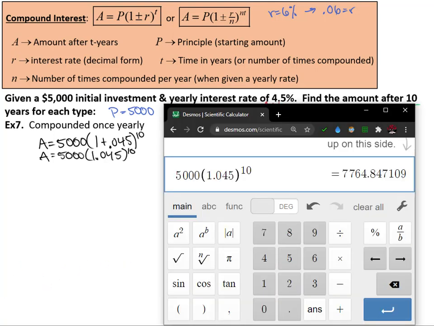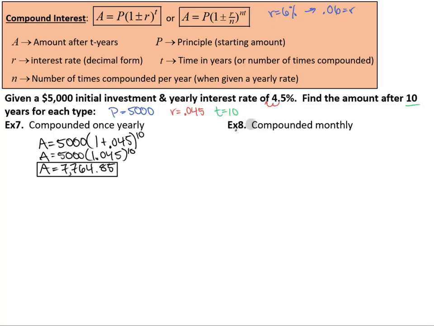Okay, so here's our Desmos calculator. We plugged in, and we end up getting $7,764 and about 85 cents. Now, in reality, the bank would not round up for you. They'd usually round off at 84 cents, but we can go ahead and round up. We'll pretend the banks are nice to us for now. $7,764.84. Okay, what about if they're compounding this monthly instead of once per year?